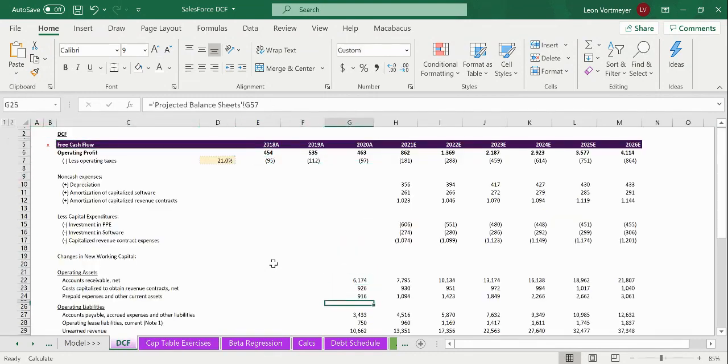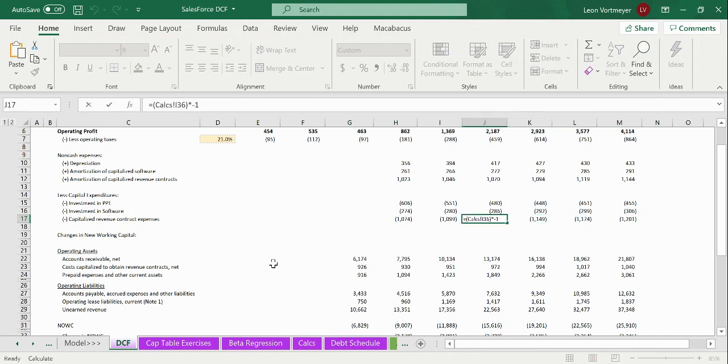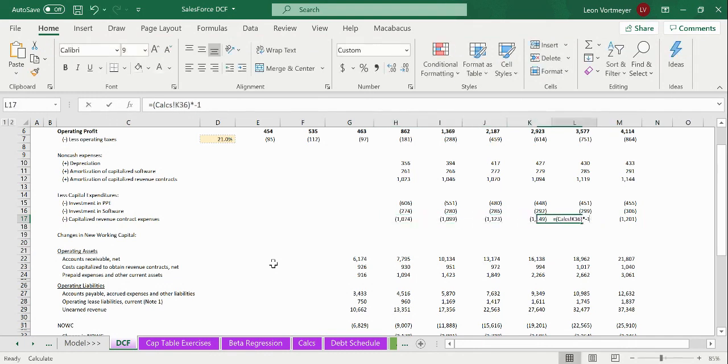And so this is the DCF. This is where the magic happens to pull it all together and get you to an intrinsic valuation for the business. Operating profit, adding back non-cash expenses, which in this case are depreciation and amortization of capitalized software and of revenue contracts, taking out cash expenses that aren't reflected on the income statement. So these are capital expenditures in PPE, in intangibles like software, or revenue contract expenses, which is something you do not see in most models. It's capitalizing revenue contract expenses, but it's something that Salesforce does do that you don't see in every business.